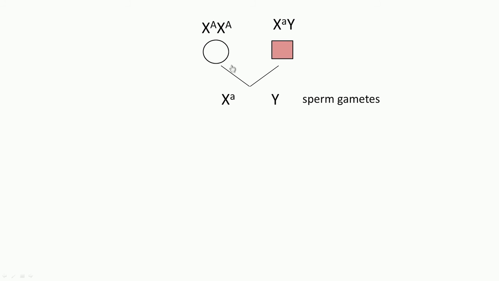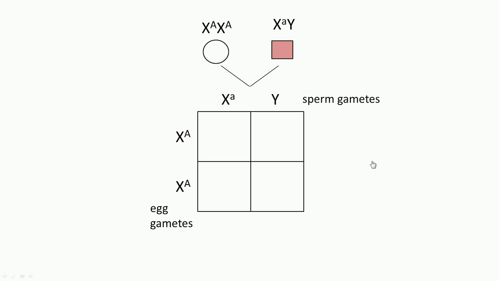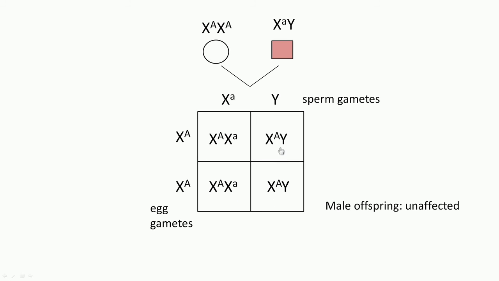The gametes from a cross between these two would result in X^A Y, X^a Y, and capital A, capital A. The gametes are X^A, X^A from the eggs, and the sperm gametes are X^A Y. And a Punnett square from this kind of a cross would result in capital A, small a, capital A, capital A, small a, and capital A. And as you can see, if there is a Y, the offspring is going to be a male.